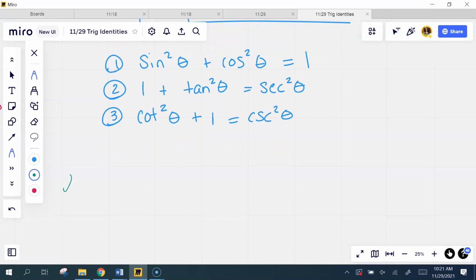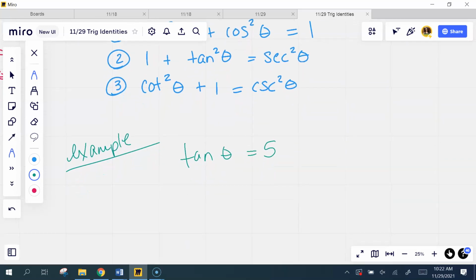Let me show you an example, and then we'll do some more identities. Let's say that I told you that the tangent of theta is 5. Could you find sine theta and cosine theta based on this? And I will tell you that cosine theta is going to be positive. What could I possibly do?